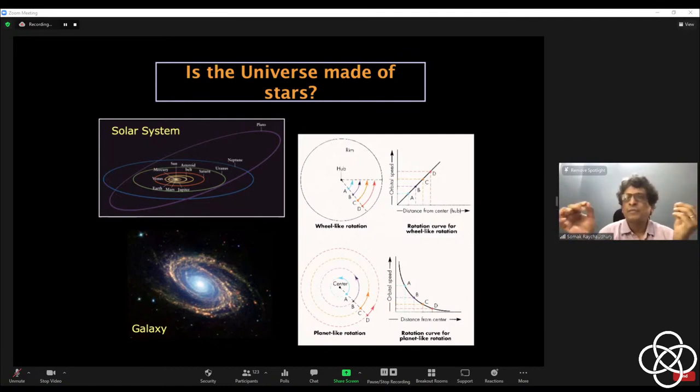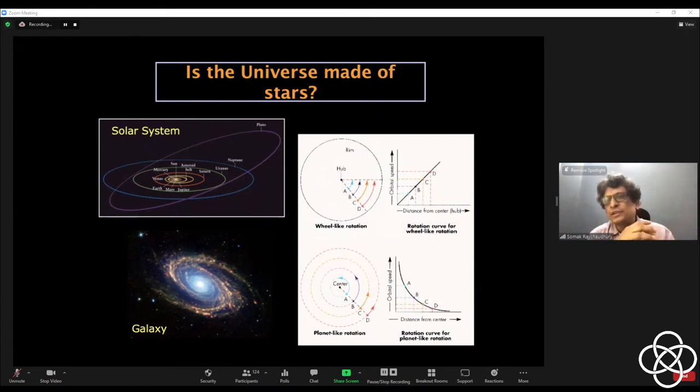Actually, they're going around the common center of mass, but the common center of mass is in the sun because the sun is most massive. So each of them will have almost a circular orbit, that's elliptical orbits. And those orbital speeds are going to fall off. Now, if you just think of them as circular orbits, you can work this out very, very easily.